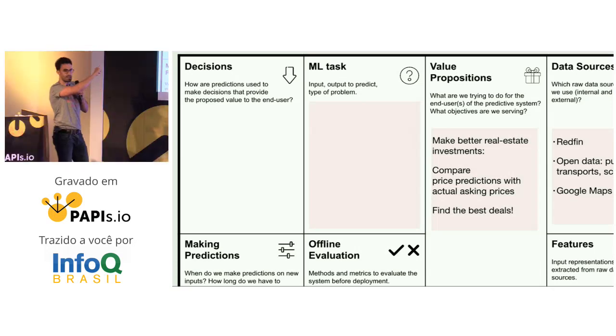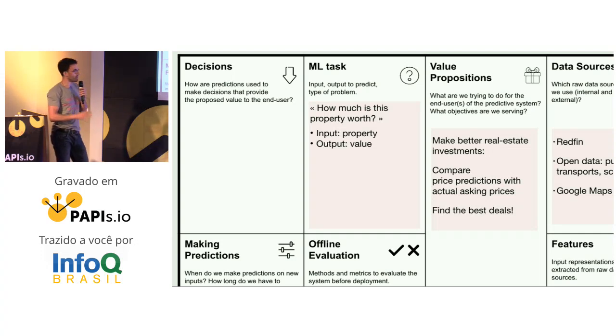All right, so going to the left of the canvas, what is the machine learning task? So we could say, all right, regression task, how much is this property worth? Expecting a number. So the input is a real estate property. I'm not saying anything about how to represent this property, right? You may be thinking about looking at the number of bedrooms or the surface or these things. Let's not have this discussion too early. Let's just identify what is the object behind that. Right? What is the input object? So we want to predict the value of this thing.